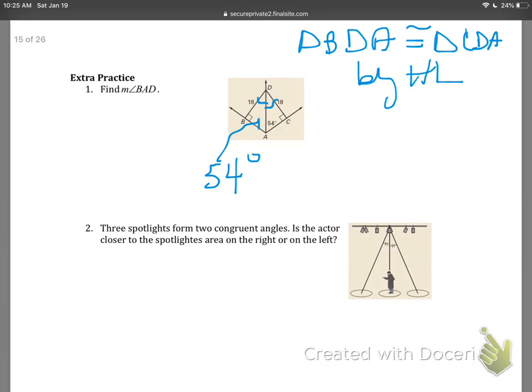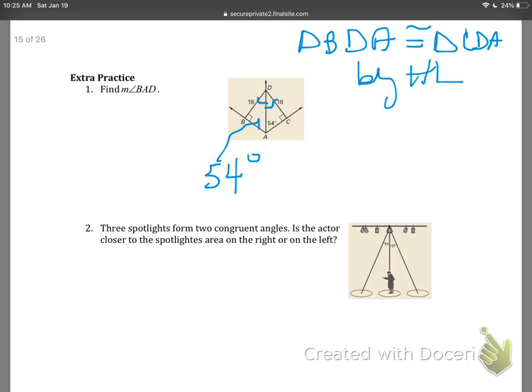Okay, let's look at the next one. Our next problem says, 3 spotlights form 2 congruent angles. So the angles are marked up here. See those? Here and here? Let me erase those so you can see it. Okay, is the actor closer to the spotlight's area on the right or on the left?